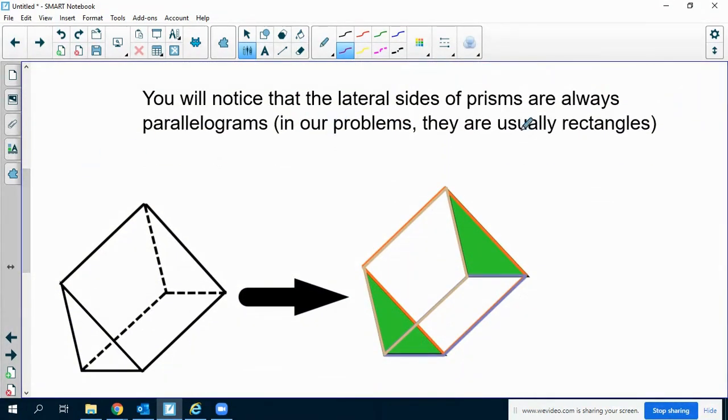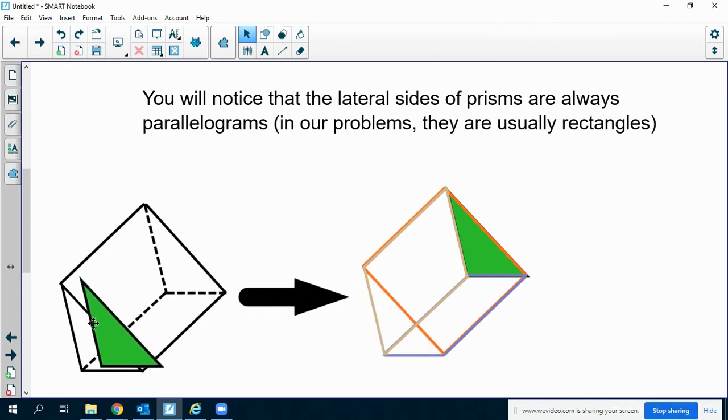Also, you'll notice that the lateral sides of prisms are always parallelograms, and in our problems, they're usually rectangles because we try and make the problems relatively easy for you. So let's take a look at this triangular prism. I just want to make sure that we understand that if I took the triangle and I sliced anywhere along here, I would end up getting a triangle all the way across. So if I put this triangle on the ground and made horizontal slices, I would end up getting a triangle anywhere I sliced. So that's why the triangle is going to be the base of this figure.